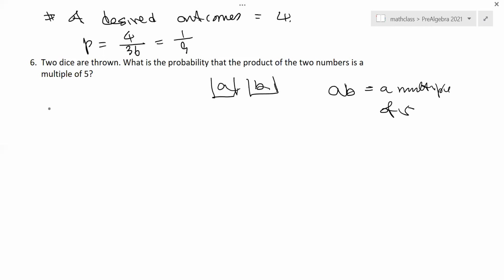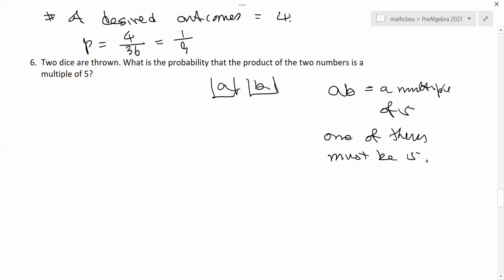Now, in order to get a multiple of 5, how do we get it? One of them must be 5, right? Because from 1 to 6, only 5 is divisible by 5. So one of them must be 5. If you do that, then be careful.